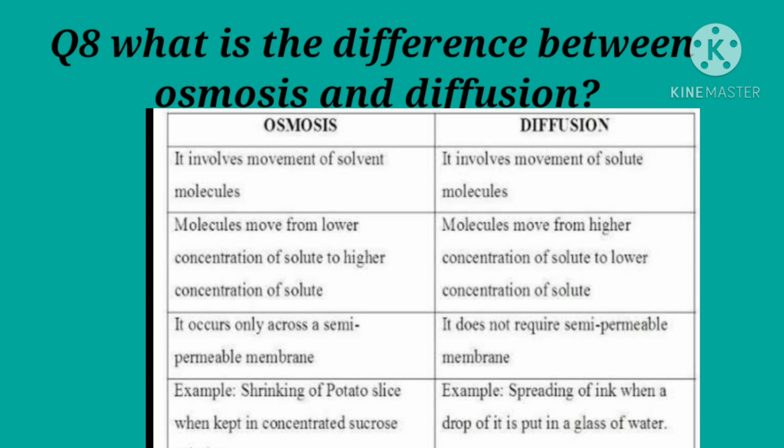Example of osmosis: the shrinkage of a potato slice when kept in concentrated sucrose solution. And the example of diffusion is the spreading of ink when a drop of it is put in a glass of water. So these are the basic differences between both.